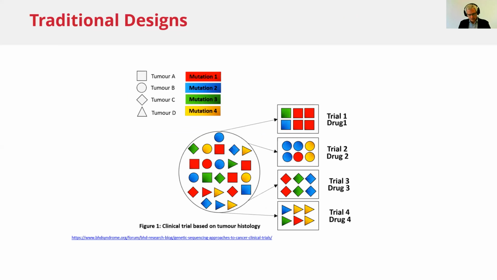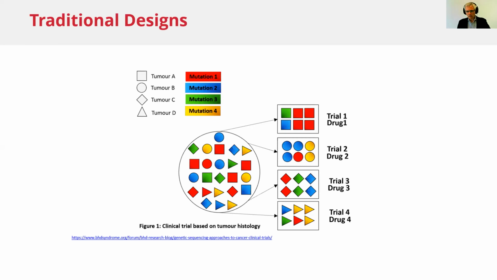Baskets and umbrellas, they were developed in oncology. They could be applied elsewhere. It's really quite a clever idea. This slide shows what would be done without them, what I'm calling traditional designs. The shapes of the icons on the screen, square, circle, diamond, and triangle, are different cancer types, tumors A through D. And underlying these different cancers, there are different mutations. And the mutations can occur in any of the 4 cancer types. So the mutations are color-coded.